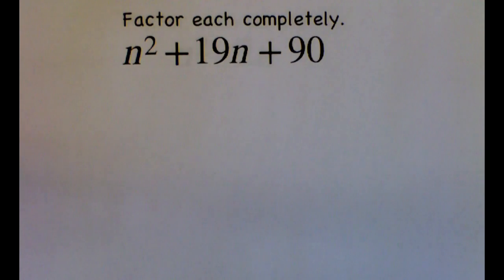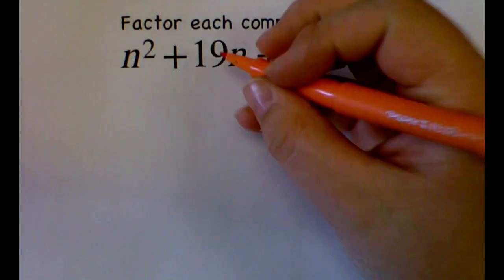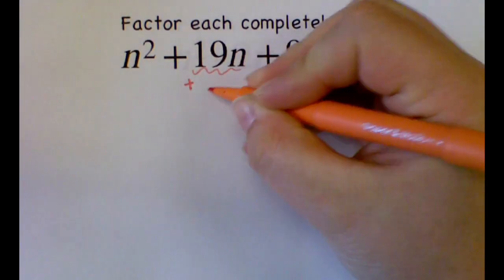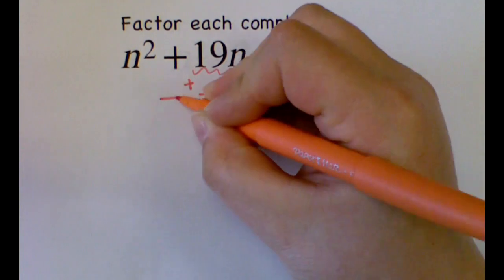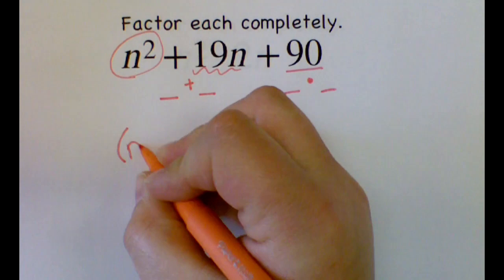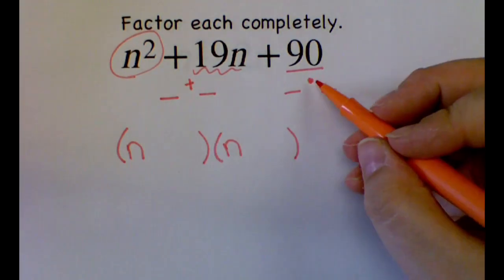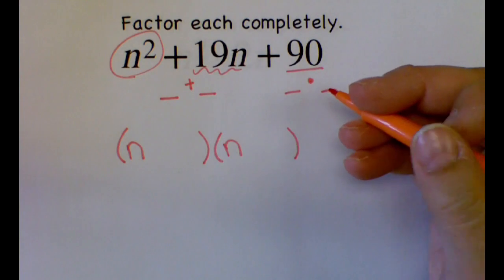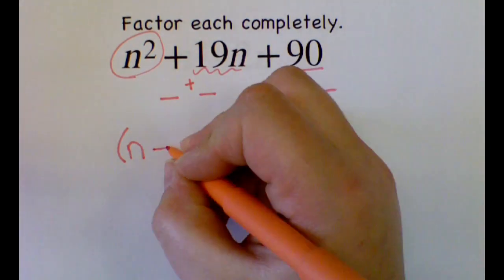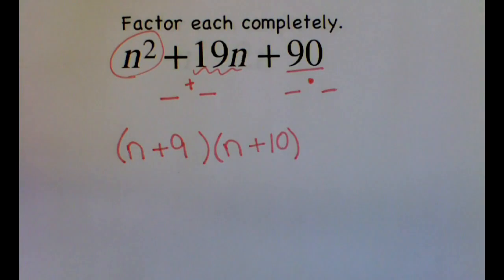So, first off, factoring. To factor a polynomial, remember we look for two numbers that multiply to give me 90, and they need to add to give me this center term, 19. Well, I know to get n squared, the only way I can factor it is with n and n. Two numbers that multiply to 90 and add to 19 are 10 and 9. So n plus 9 and n plus 10. There's my factored version.